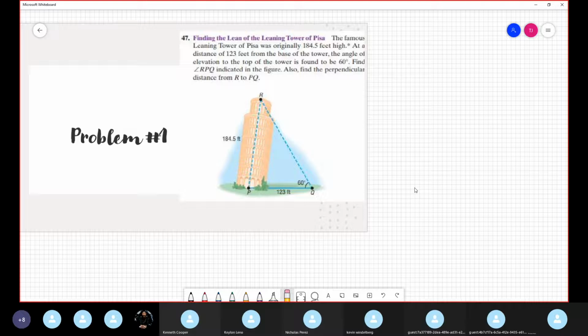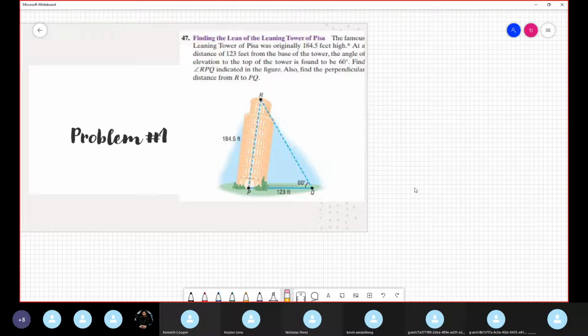Entonces, this is the original, the height, no, the length is 184.5 feet high. At a distance of 123 feet from the base of the tower, the angle of elevation. So somebody gets the instrument and measures the angle of elevation. When you hear the word elevation, it is over. The angle of elevation is 60 degrees. Find the angle RPQ.